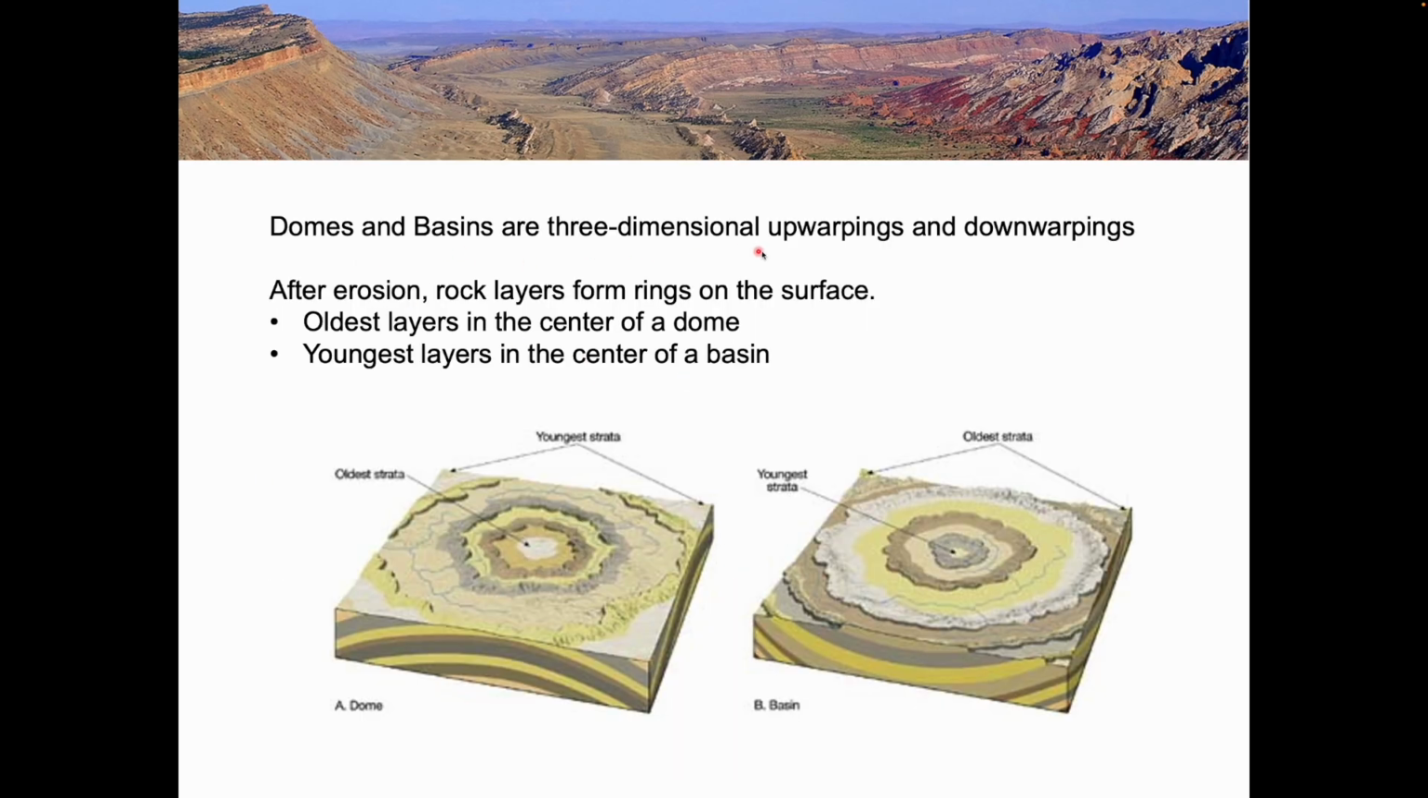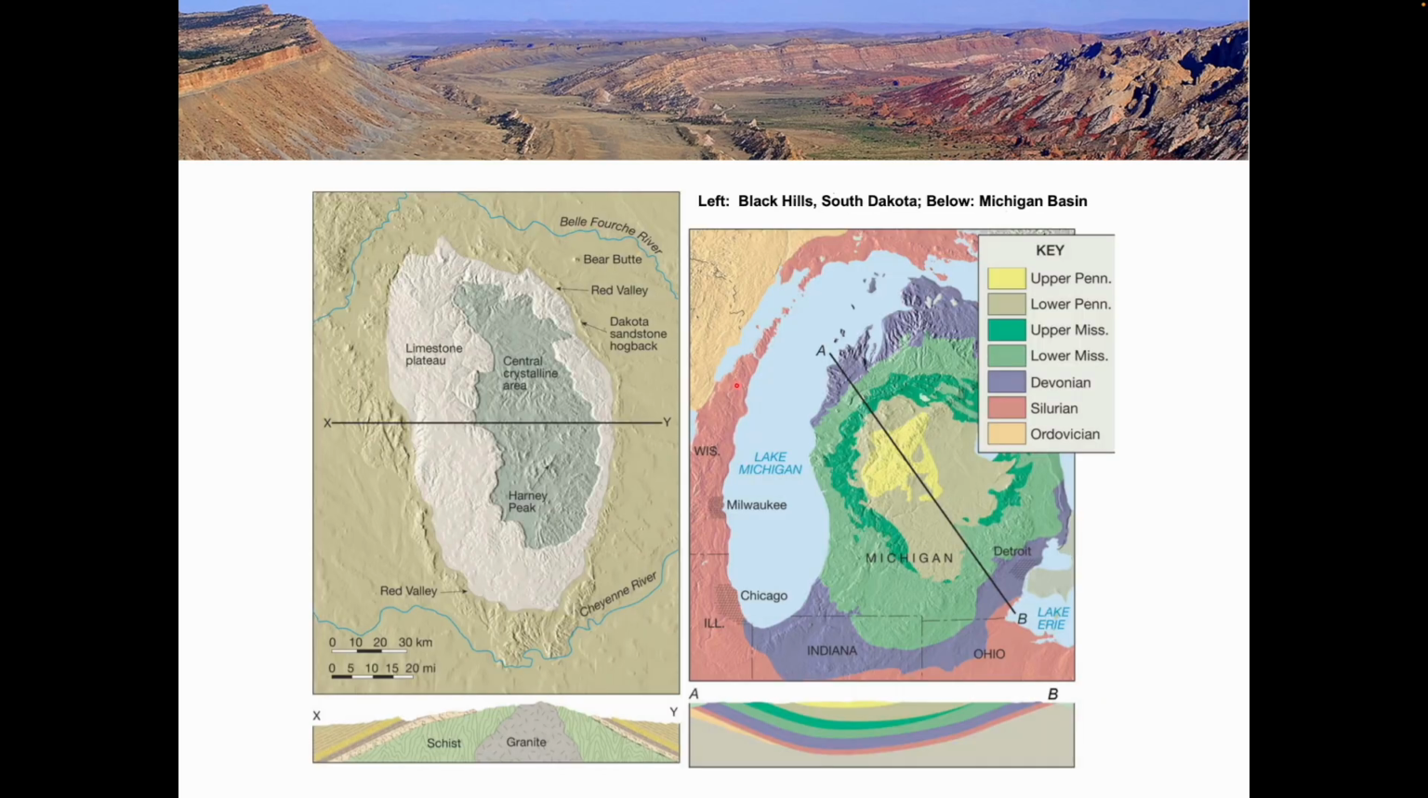Domes and basins are three-dimensional upwarping and downwarpings, three-dimensional folds, that is. After erosion of your dome or basin, your rock layers will form rings on the surface, with the oldest layers in the center of a dome and the youngest layers in the center of a basin. Two important basins and domes in the United States are the Black Hills of South Dakota, where we have ancient crystalline rocks of the middle crust having been domed and uplifted upwards. This creates an ancient core of old schist, metamorphic rock, and granite igneous rock surrounded by younger limestone rocks and even younger sandstone rocks surrounding it.